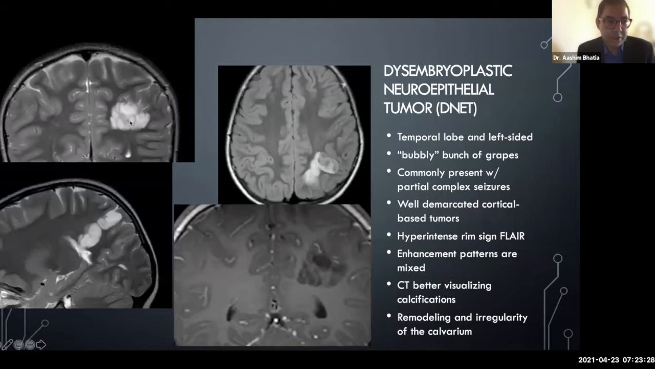So a bunch of grapes appearance, you see that this is a T2 sequence showing what they call a bubbly appearance. Again, on the sagittal view, T2 has a grape-like appearance. And you also see this hyperintense rim FLAIR sign on DNETs. This axial FLAIR shows the periphery of the tumor with hyperintensity on FLAIR, and really no enhancement on this one. I'll show you some other examples where you'll get a little nodule enhancement with these DNETs.